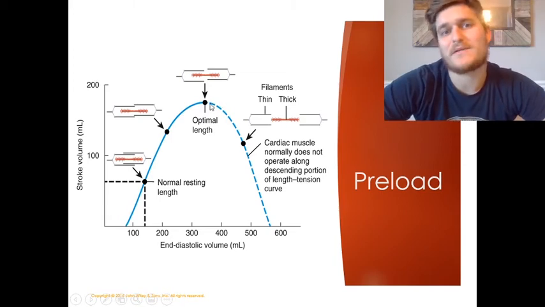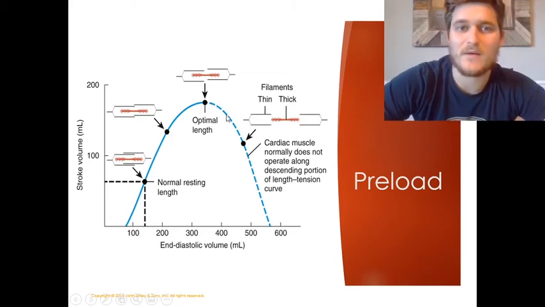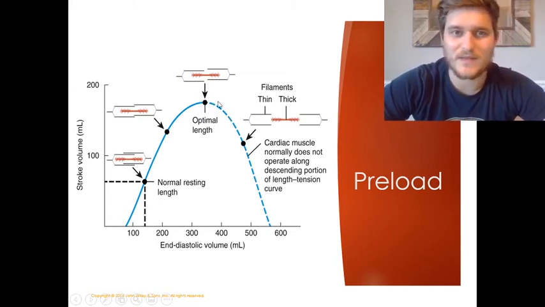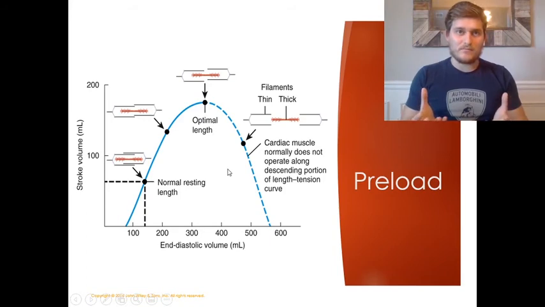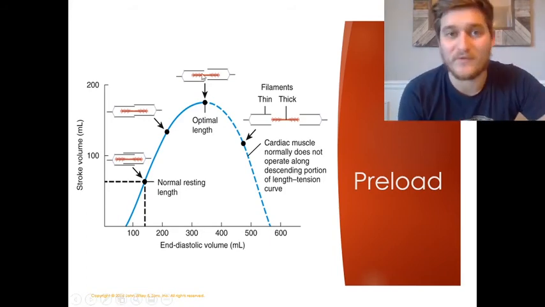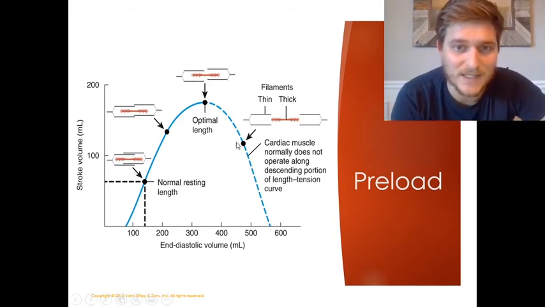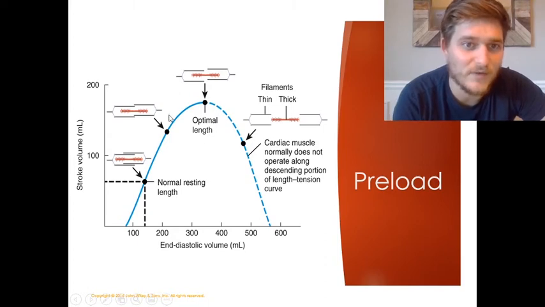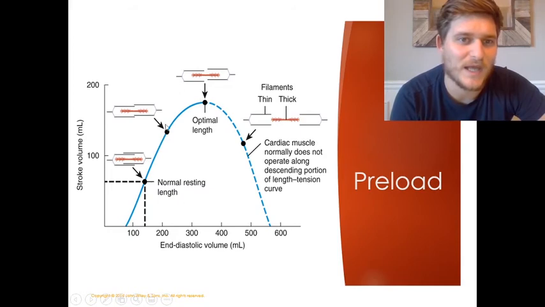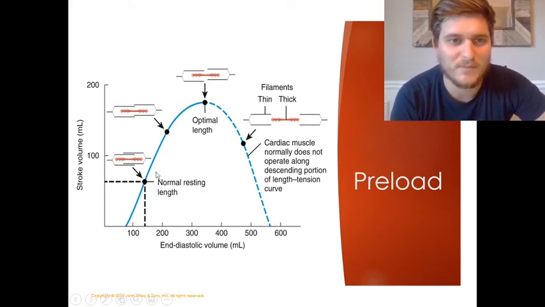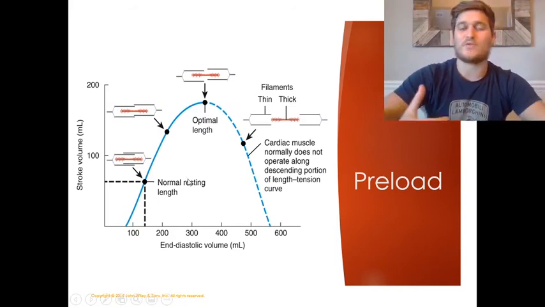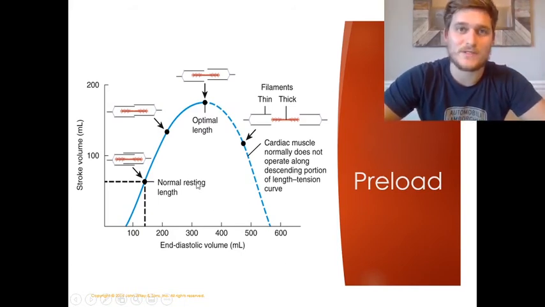You see that the cardiac muscle fibers have that similar relationship, and that they can be stretched too far, and then there's less cross bridges that can be formed. But the pericardium helps us and prevents us from getting to this descending portion of the length-tension curve. So we're only going to hit these optimal lengths when we have a lot of preload returning back to the heart. So main story here: preload increases stroke volume.